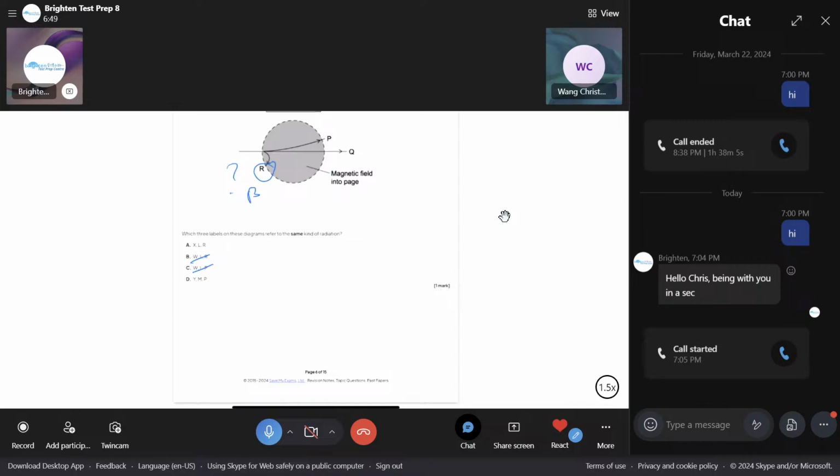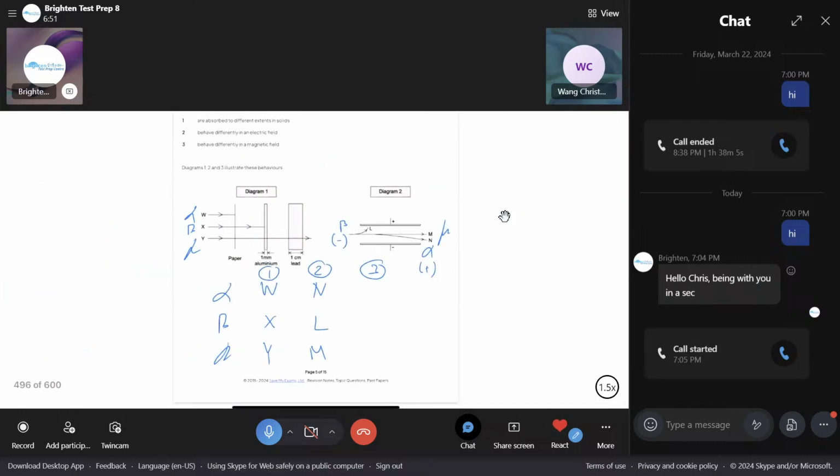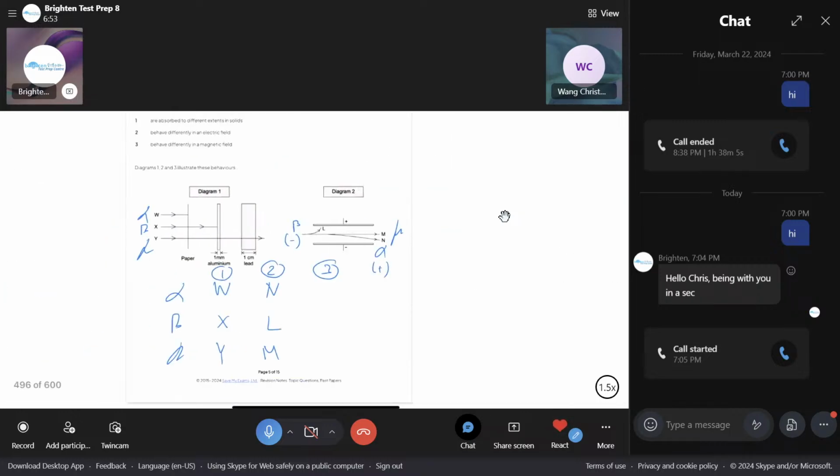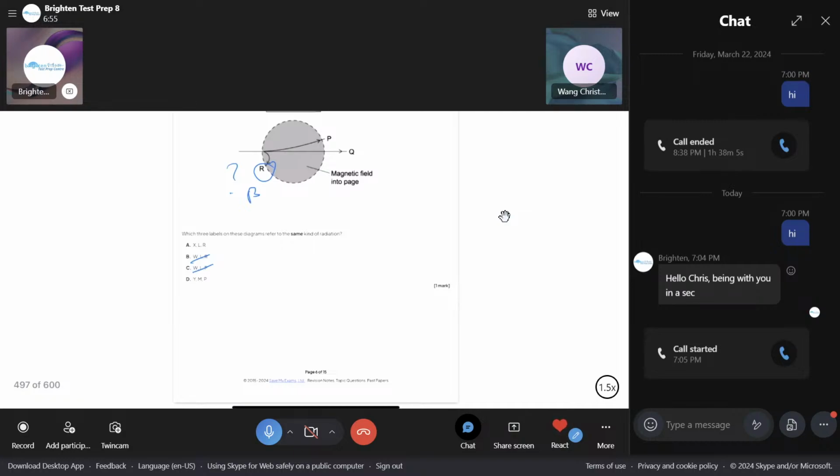Or the other option would be YMP. Of course, we have gamma. Gamma, that would be gamma in that case. I have to write it a bit nicer. Gamma.